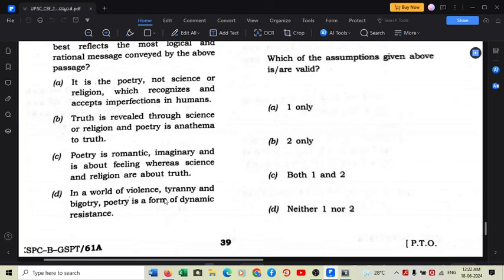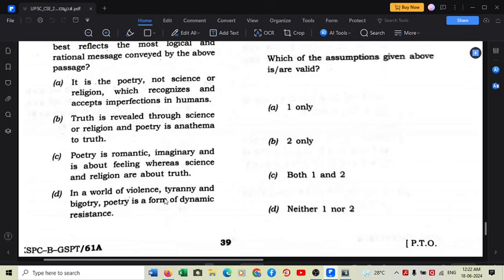Poetry is romantic, imaginary, and is about feeling, whereas science and religion are about truth. Okay, so nowhere in the passage is the author talking about poetry being romantic. Poetry, as per the passage, is more humane, more inclusive. Poetry is anachronistic, meaning it focuses on present, past, and future. But being romantic or imaginary, that is not what the author is talking about.